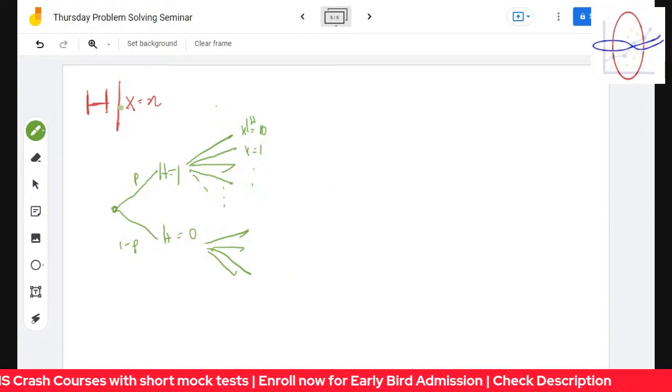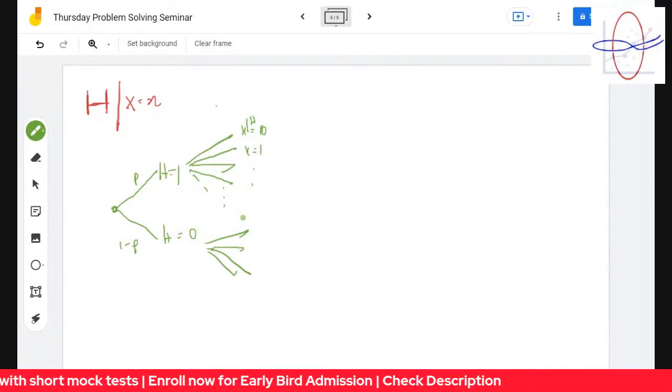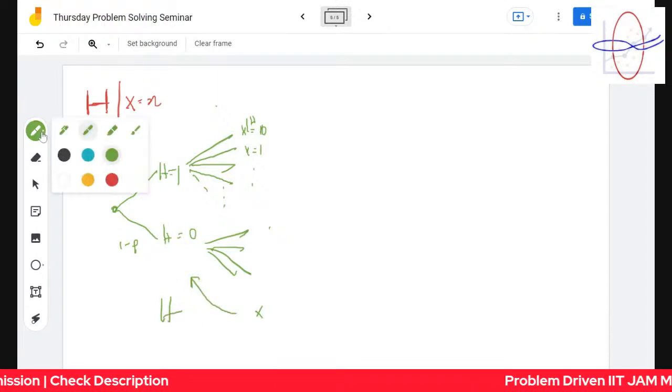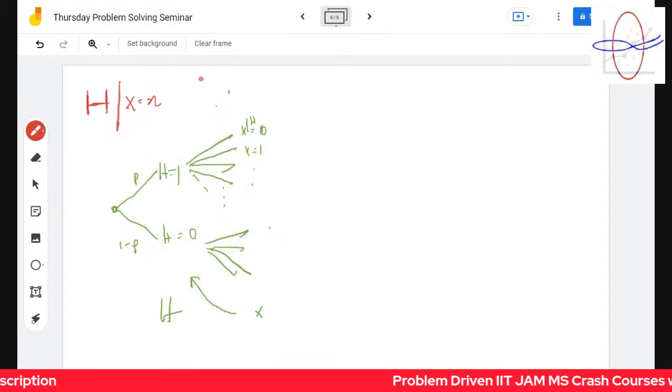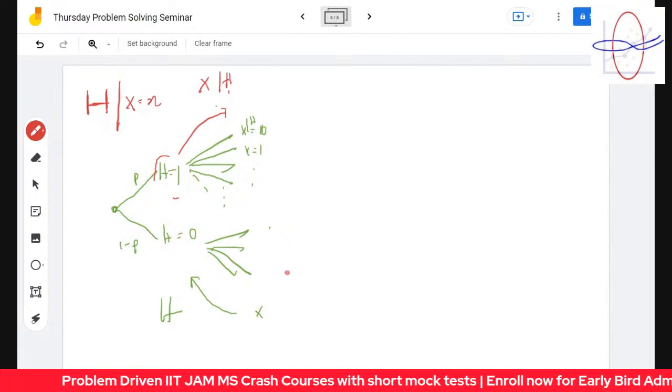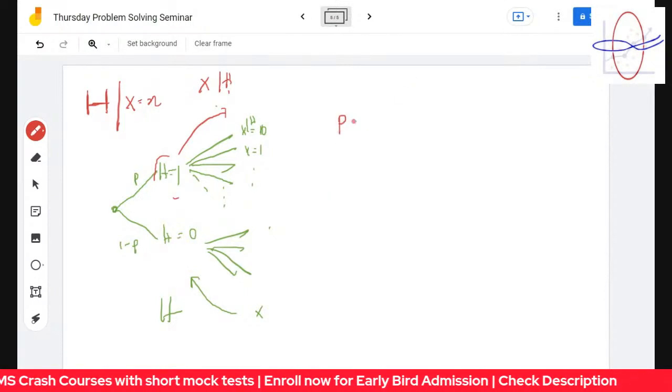So we need to find the probability of h given x. Here is x, here is h, so we are going backward. But we have the information forward: we have the information of x given h. Since we are going backward, that is the idea where we have to use Bayes theorem.